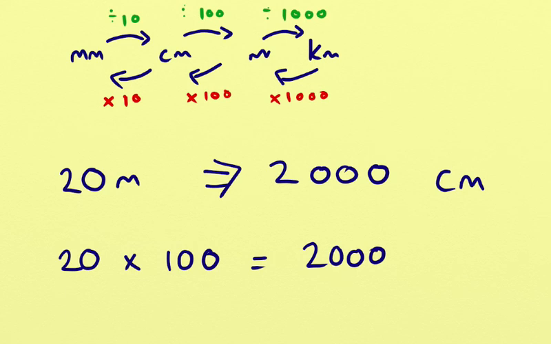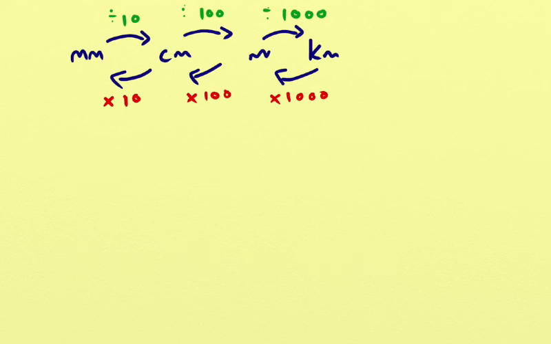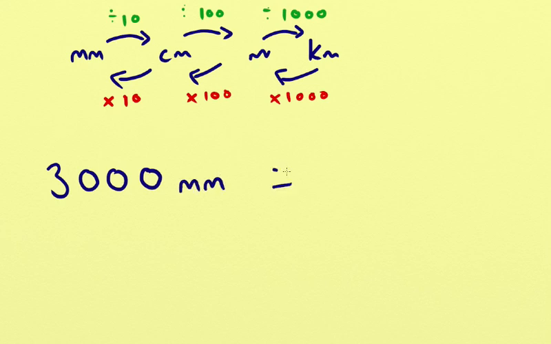So, do another example where, let's say we had 3,000 millimetres and we wanted to convert that into metres. So we have a look at our diagram, we see what we've got to start with. We've got millimetres to start with, and we want to get it to metres.